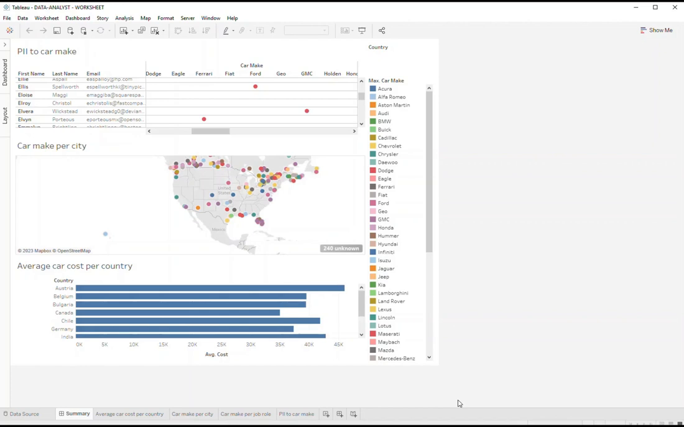Now, using that same dashboard as we did in the previous example, you can see that all of the sensitive data is now being revealed into the clear. So, for example, we can now start to understand the different cars that were being purchased by different people from across the world, or the average cost of a car per country from across the world as well.